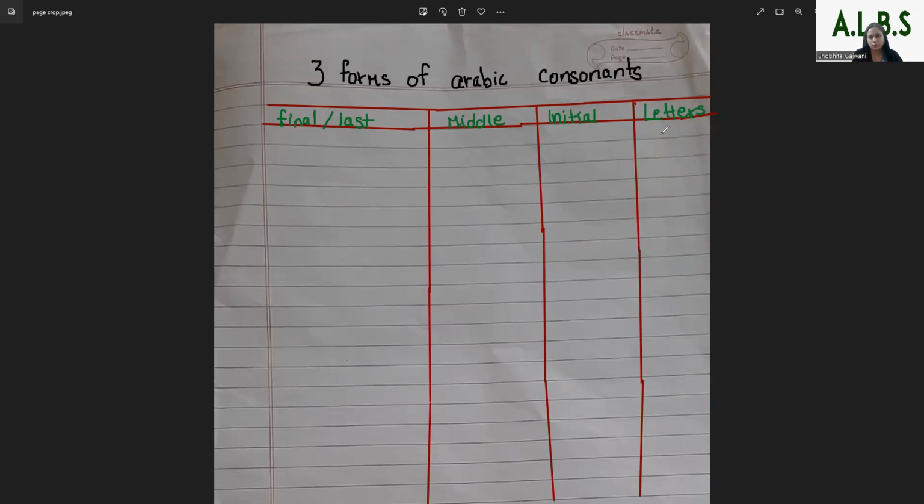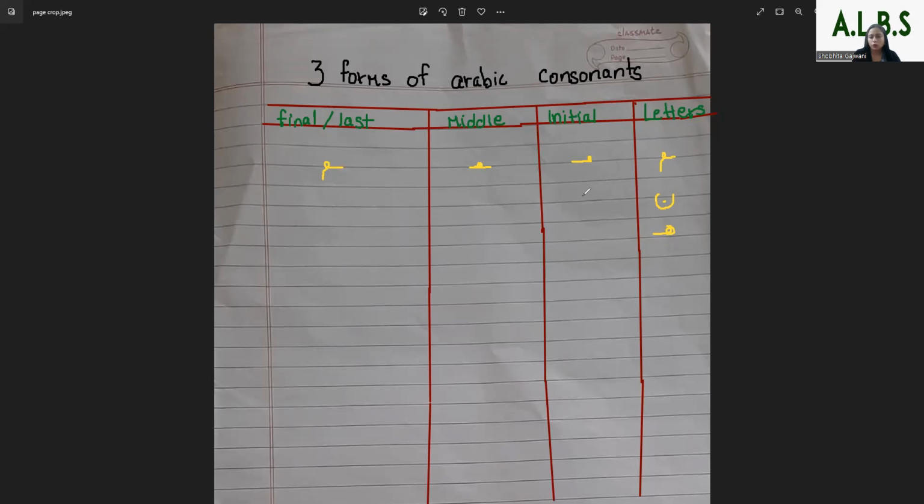Now the next ones are Meem, Noon, Ha. Meem. It is written like this. A dot in the middle and the tails on either sides. And the final part is the letter itself.